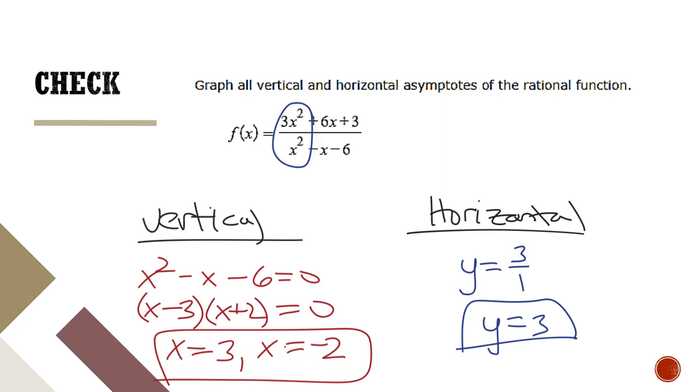Same with this. You take the two things because they're the same powers, or the same degree, on numerator and denominator. We take the coefficients in front, 3 and 1, and divide them, which is just 3. y equals 3 is that horizontal asymptote.